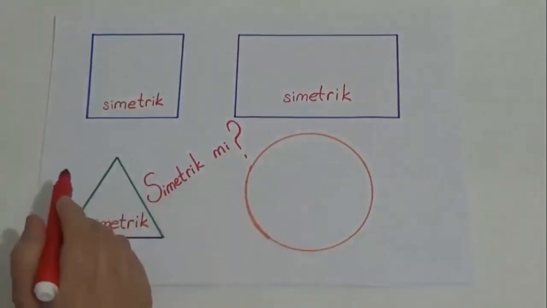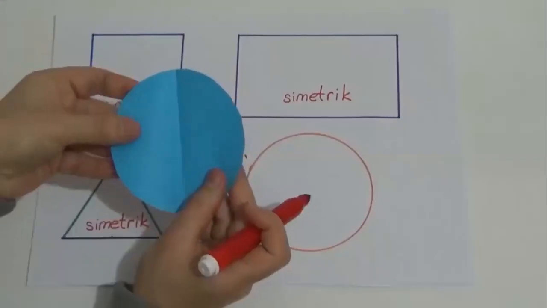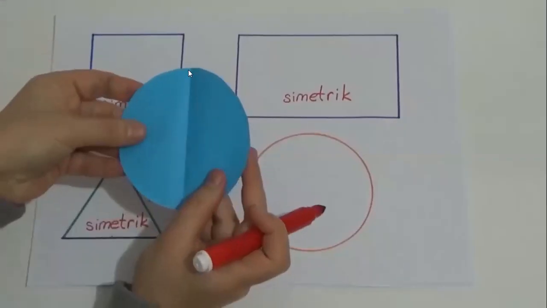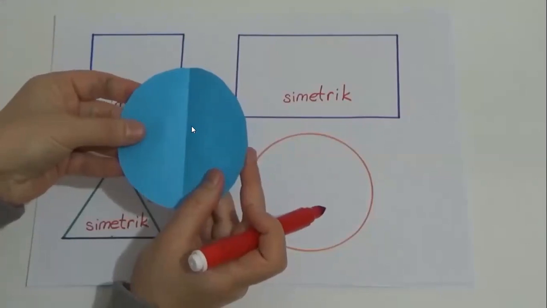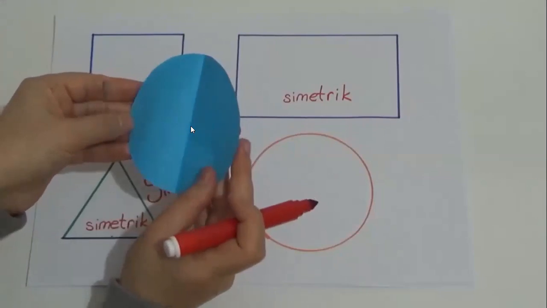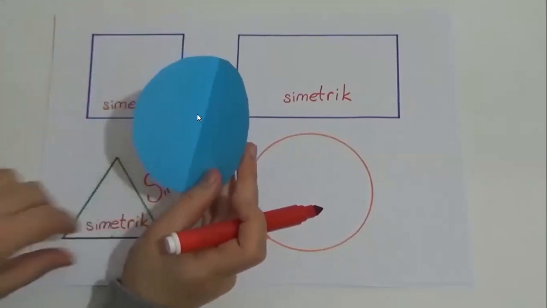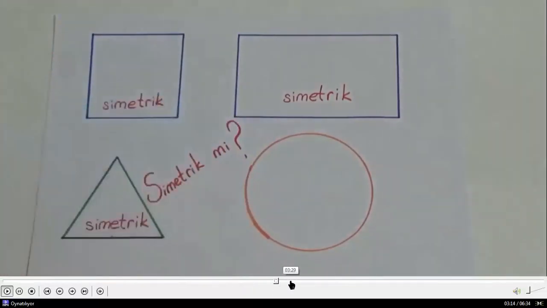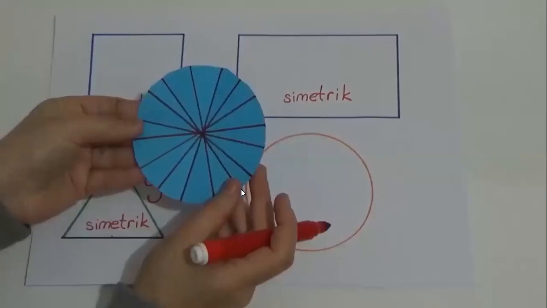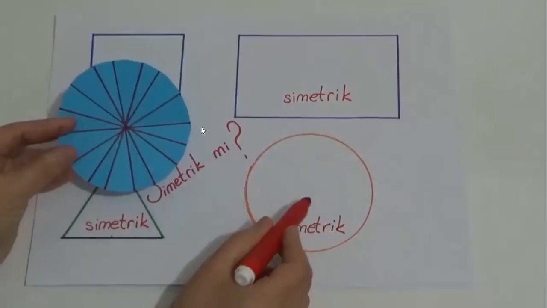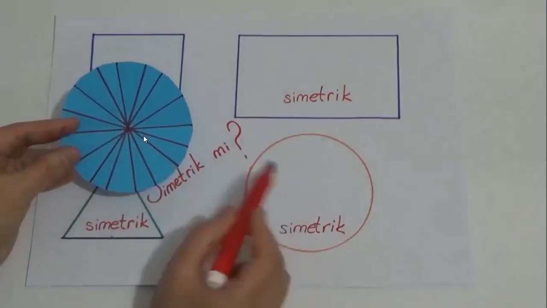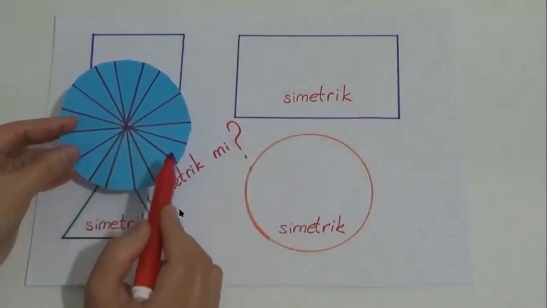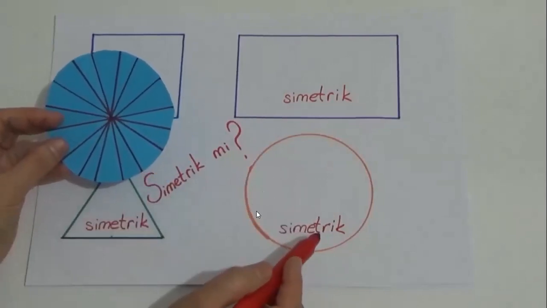And the circle, how many symmetry lines in a circle? First of all, if we fold through the center, as you see, the left side and right side are equal to each other. The first line is successful, and the second line is vertical and horizontal also. Several times if you try it, as you see, there are so many symmetry lines. That's why this shape is also a symmetry shape.